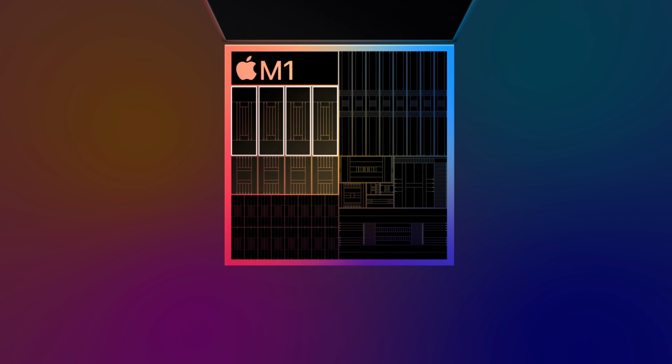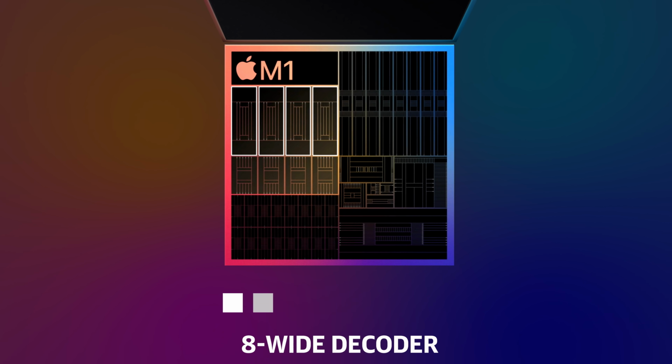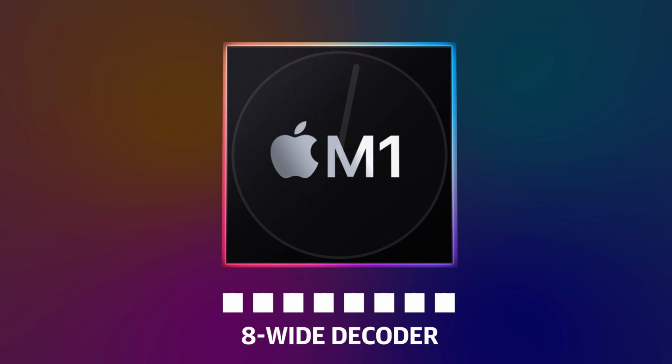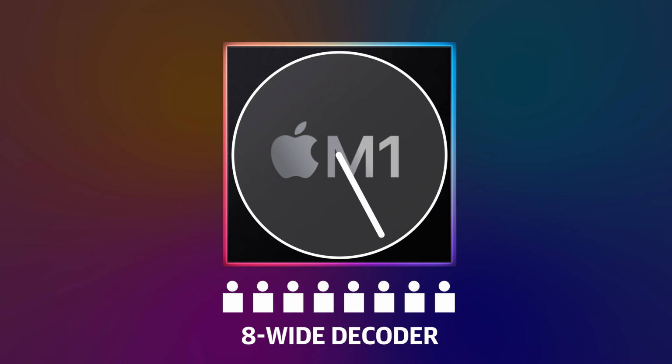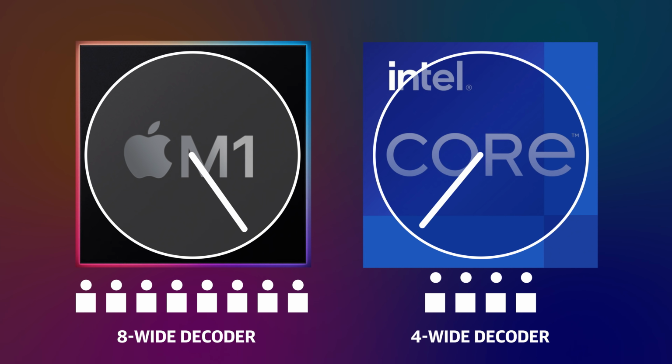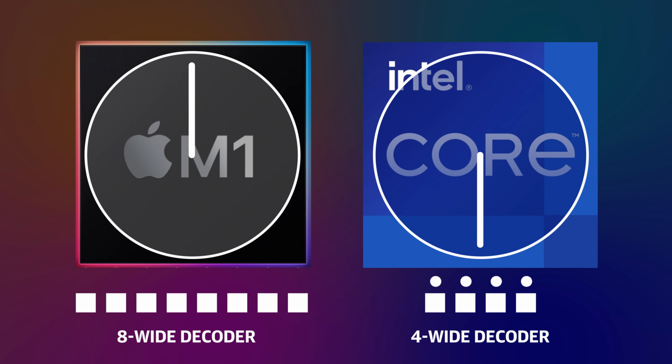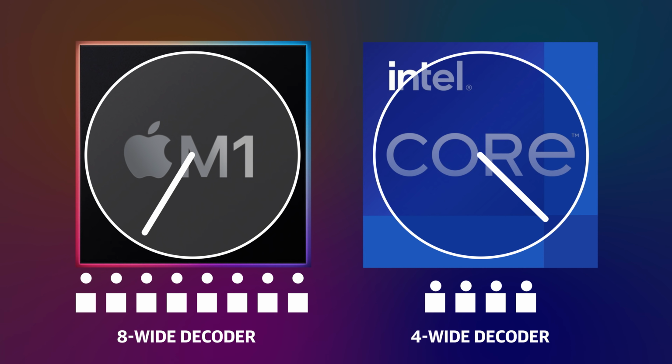The high-performance Firestorm cores in the M1 have an 8-wide decoder, which means they can issue 8 instructions for processing every cycle. And this is huge. Most other modern chips have 4 or 5 instruction decoders, which means even though it runs at a slower clock speed, the M1 can issue twice as much work to be done every clock cycle.